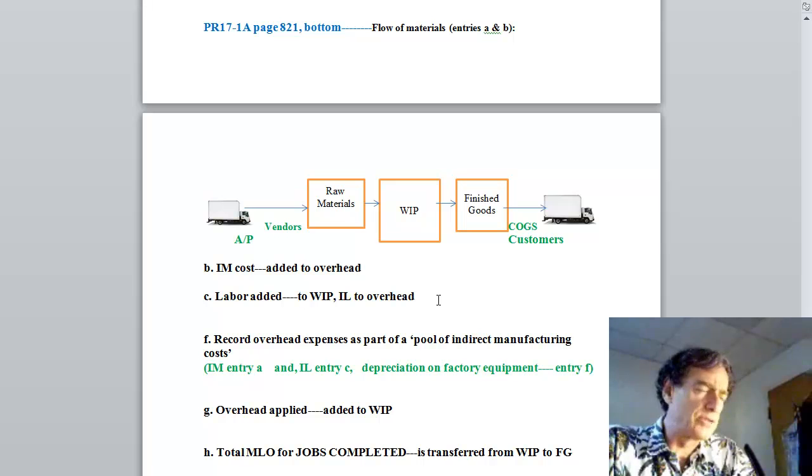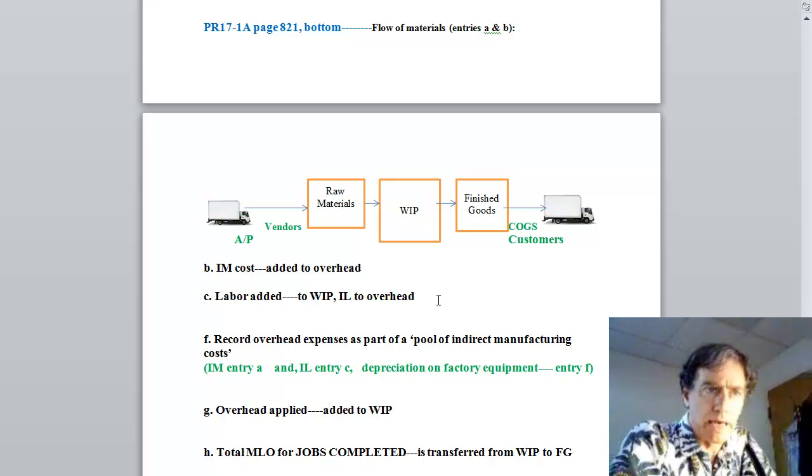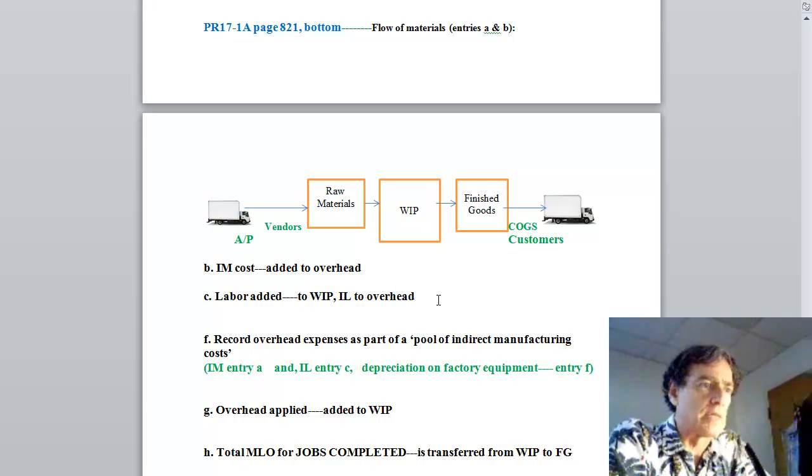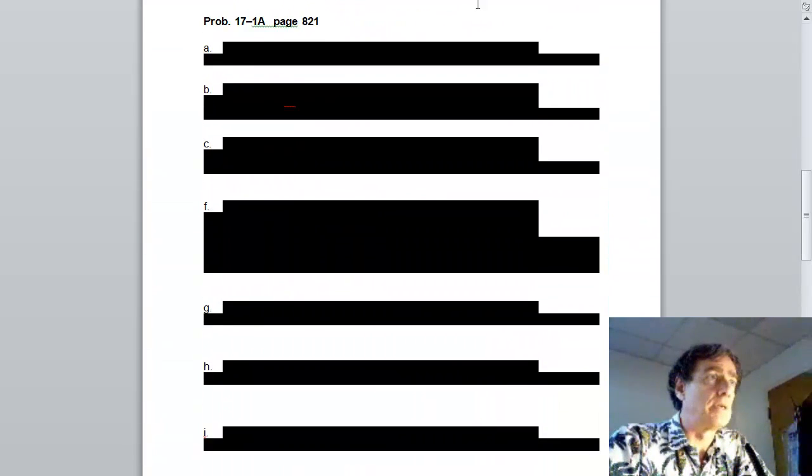Entry D, entry G, sorry about that, we're going to apply overhead to WIP. And we had to do that in exercise 1713. And then in H, we're going to add up all the materials, labor, and overhead for jobs completed, or I think we're given a total, and transfer that from WIP to finished goods. And then we're going to actually move the stuff out and ship it and relieve finished goods and increase cost of goods sold. So the entries, problem 17-1A.